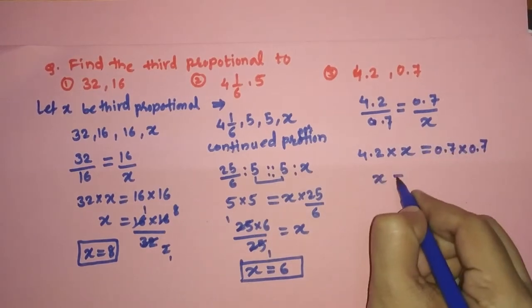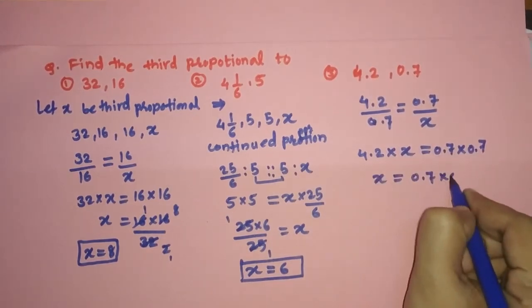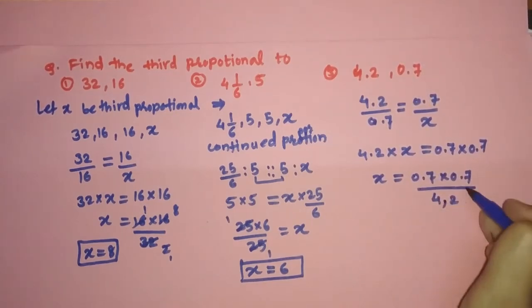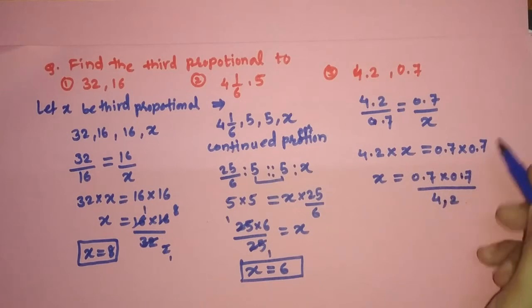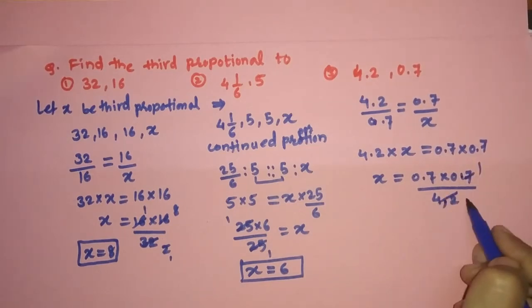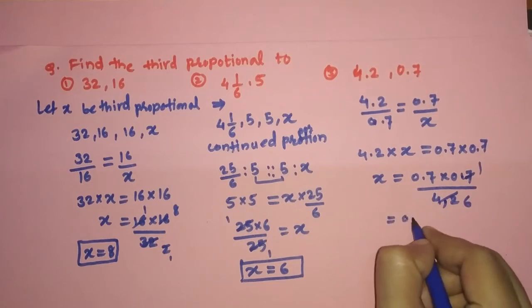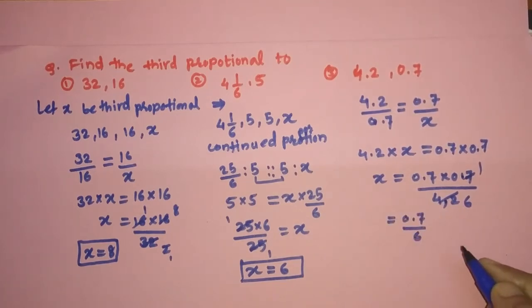Now just write down here x is equal to 0.7 into 0.7 divided by 4.2. So this decimal I will cut here. The same number of, here we will go for 7 ones are 7, 7 sixes are 42. So friends, what you are going to get? 0.7 divided by 6.